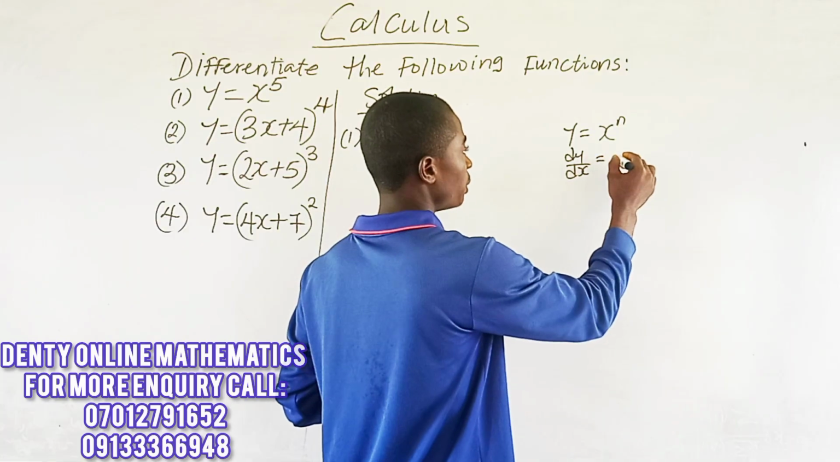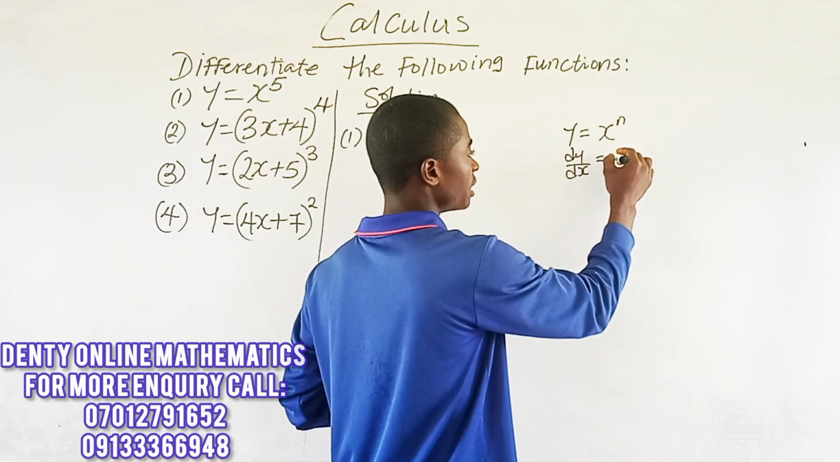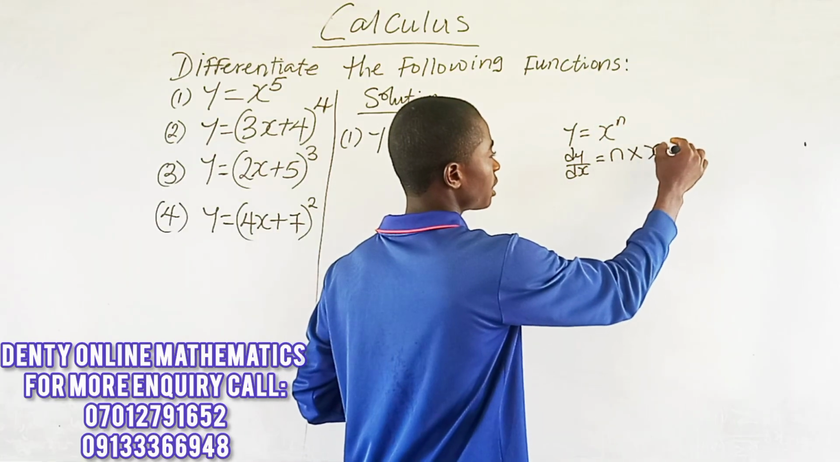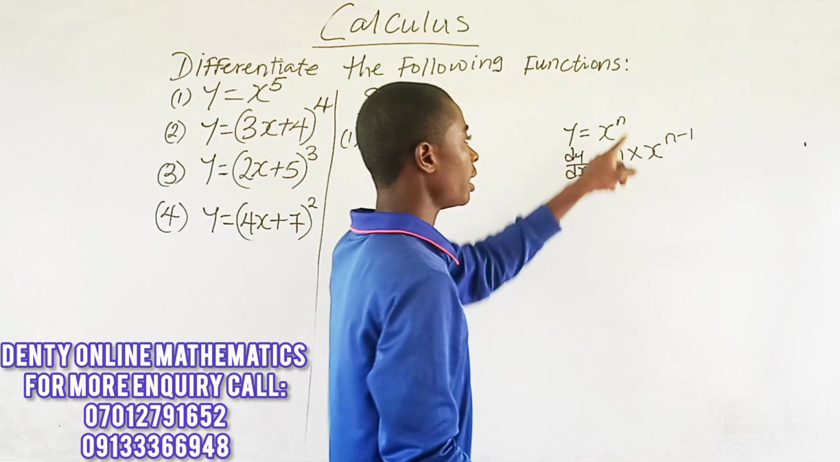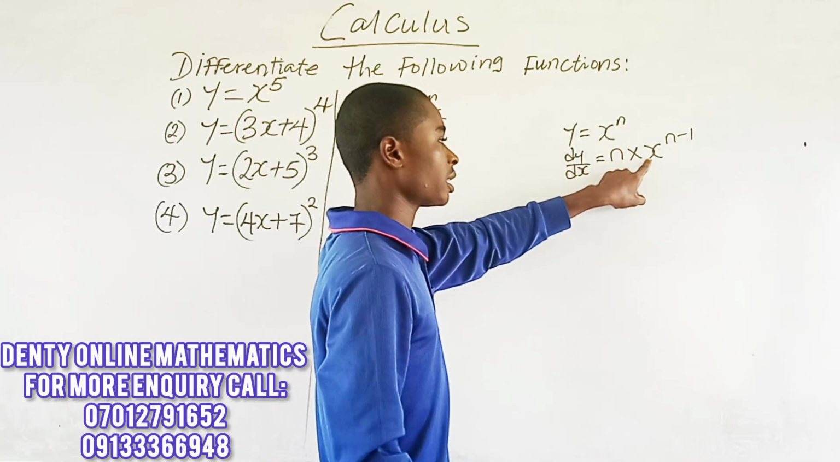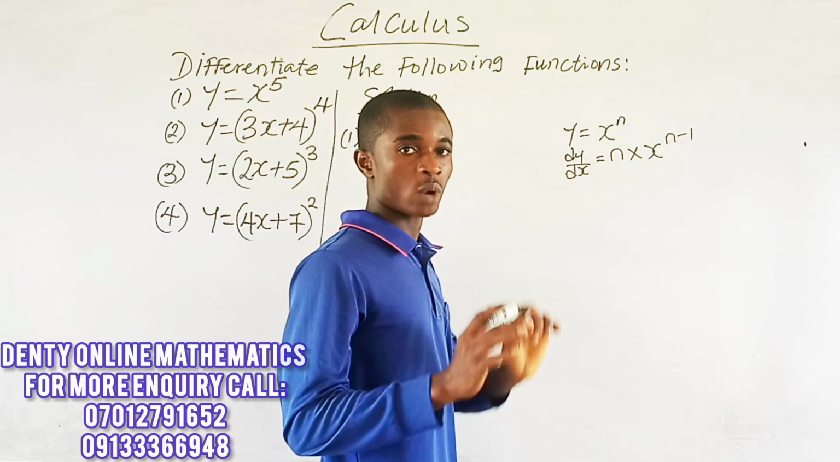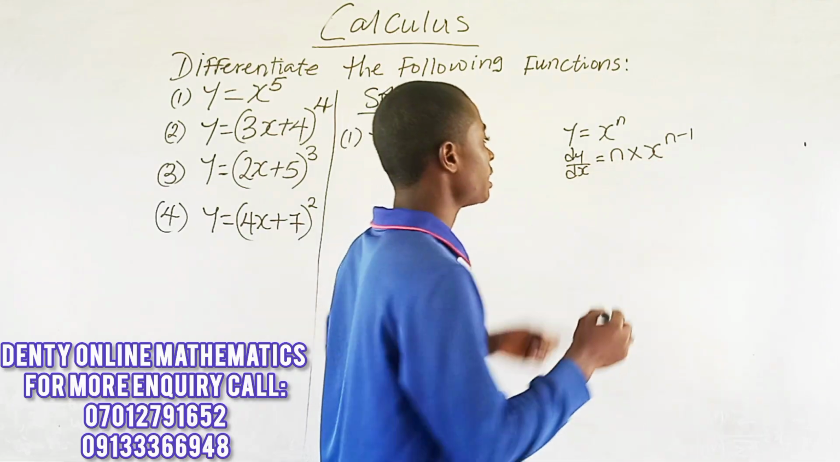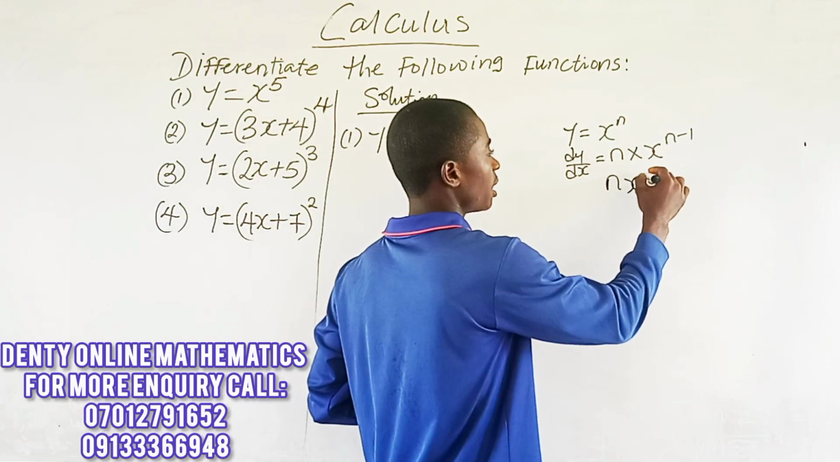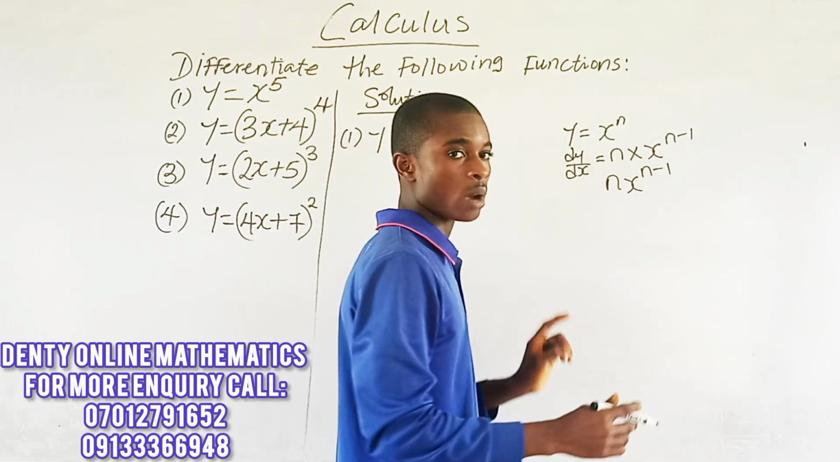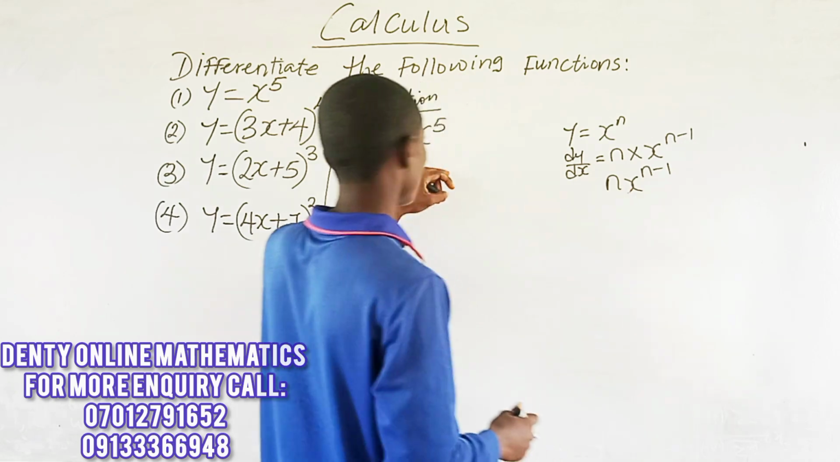Now if you want to differentiate a function that looks like this, your dy over dx, which is your derivative, will be equal to the n, you multiply the base, that will be n times x power n minus 1. N times x power n minus 1. You get? So if n multiplies x, you're going to have nx power n minus 1. Now let's use this approach in solving this.